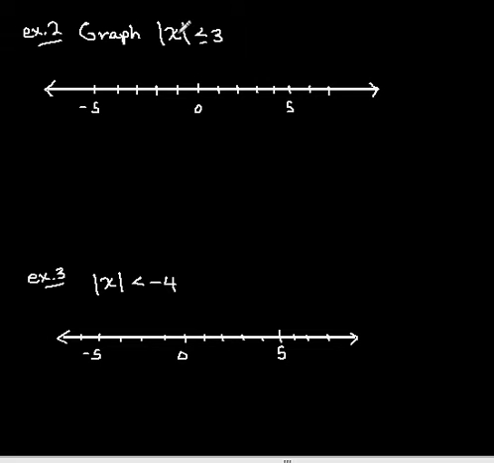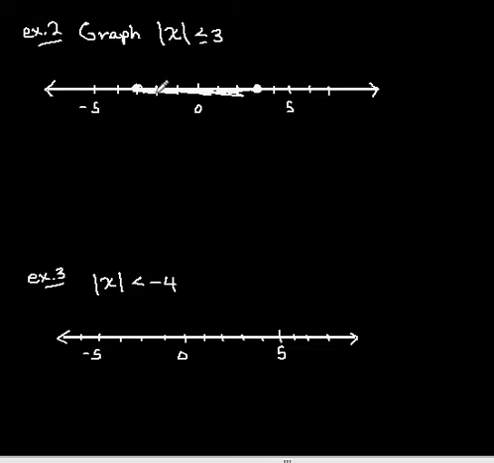Let's try another one. The absolute value of x is less than or equal to 3. Since it's absolute value and it's equal to, you're going to put a point on 3 and on -3. Now this time all the values have to be less than 3. So a 2 would work, a 1 would work, a 0 is less than 3, the absolute value of -1 is less than 3, the absolute value of -2 is less than 3. So all the values inside of here work. So we can color all these in.